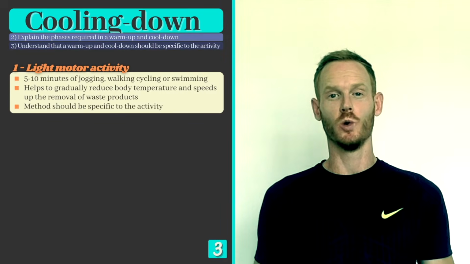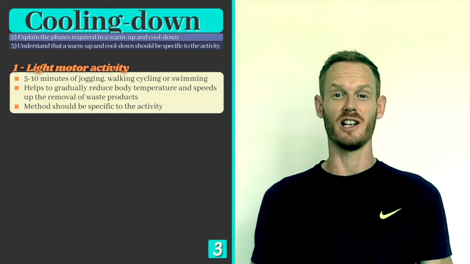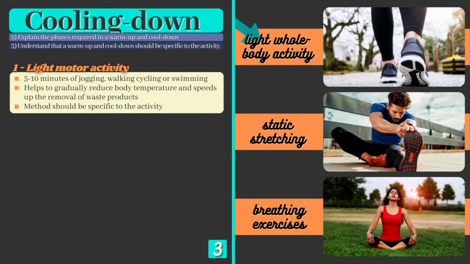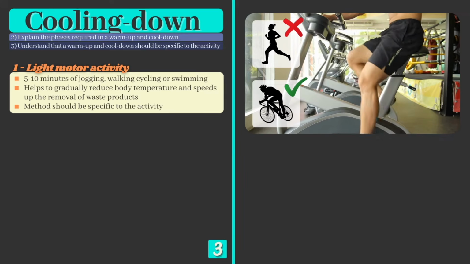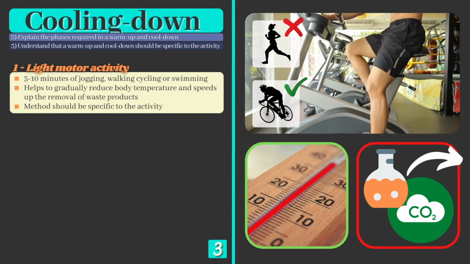We'll now move on to cool-downs, beginning with the three phases that you should apply after a bout of strenuous activity. Phase 1, 5 to 10 minutes of light activity such as jogging or walking, or a gentle swim. Again, the method used should be specific to the movements used during performance, hence why cyclists will cool down on a bike as opposed to on foot. This phase helps to gradually reduce body temperature and speeds up the removal of waste products.